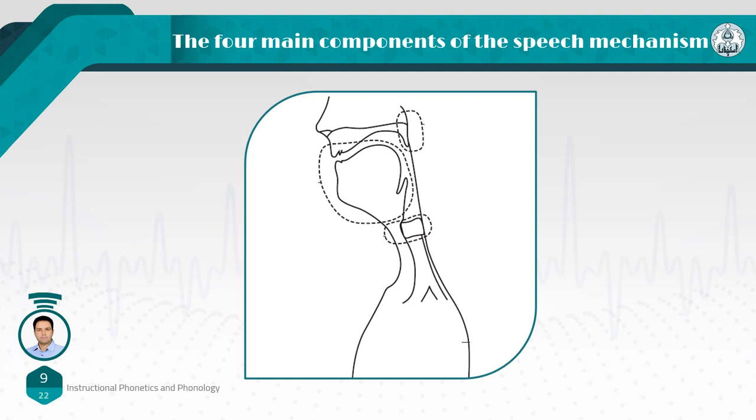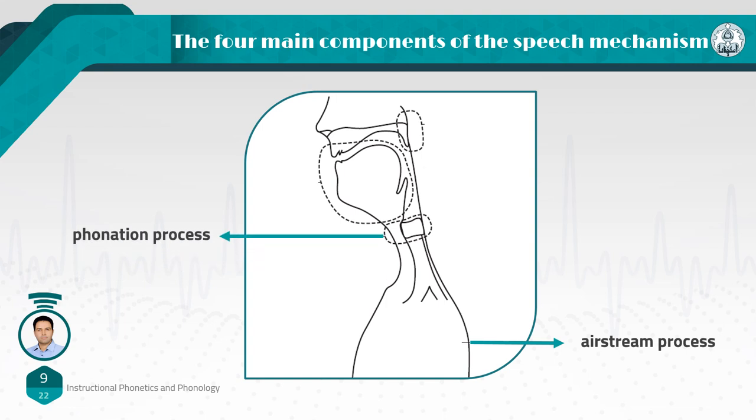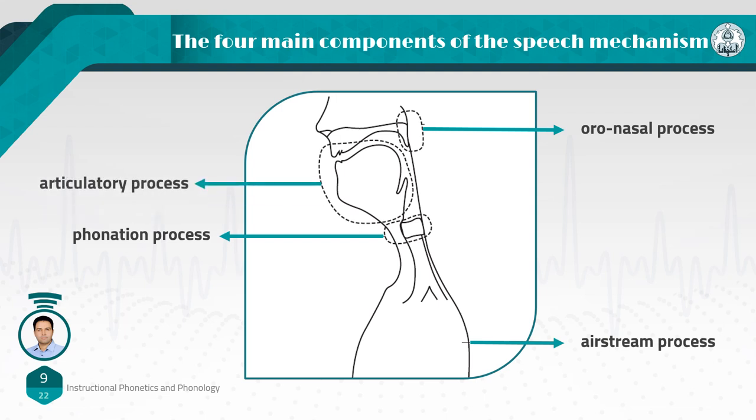This picture shows the four main components of the speech mechanism: the airstream process, the phonation process, the oronasal process, and finally the articulatory process. The airstream process includes all the ways of pushing air out, and as we will see later, of sucking it in, that provide the power for speech. The airstream process is just like a pump. For the moment, we have considered just the respiratory system, the lungs pushing out air, as the prime mover in this process.